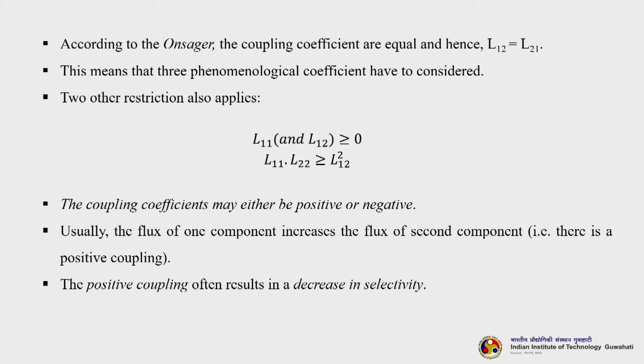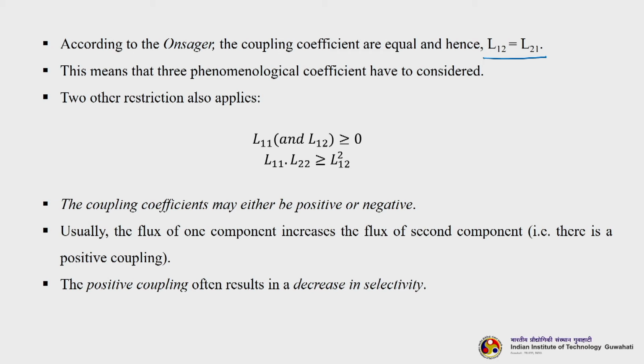According to Onsager, the scientist who proposed this non-equilibrium thermodynamics and this coupling coefficient concept, coupling coefficients are equal, hence we can write L12 equals L21. This means that 3 phenomenological coefficients have to be considered. So, we reduced from 4 to 3. Two other restrictions also apply, which he has suggested. L11 and L22 should be greater than or equal to 0, and the multiplication of L11 and L22 should be greater than or equal to the square of L12.